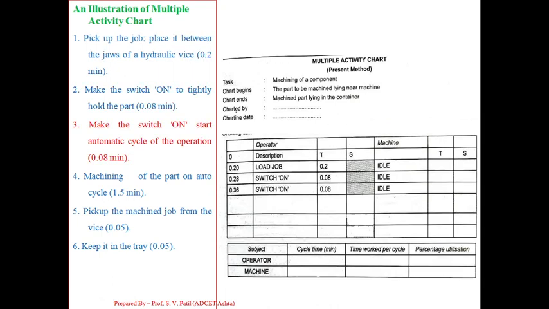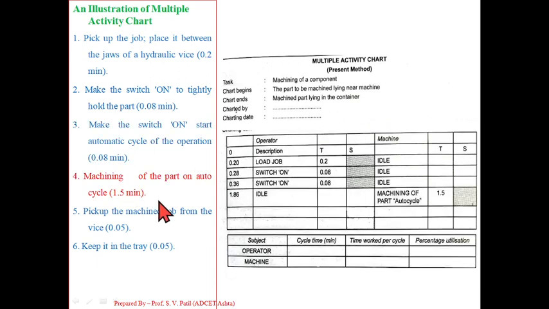Now we'll go for the third activity, switch on, start the automatic cycle of the operation. This activity will again be performed by the worker, and the machine is idle during that time. So in the description, switch on, and it consumes 0.08 minute. The total time required, that is 0.28 plus 0.08, that is 0.36, is mentioned over here. The machine is idle during that time, so there is no need to fill any data. In the symbol cell we are supposed to draw the section lines, hatching lines, 45-degree lines.